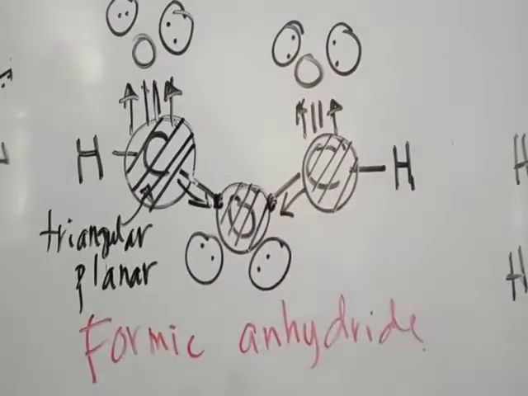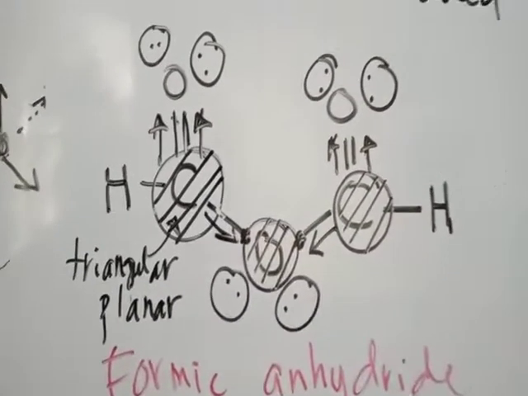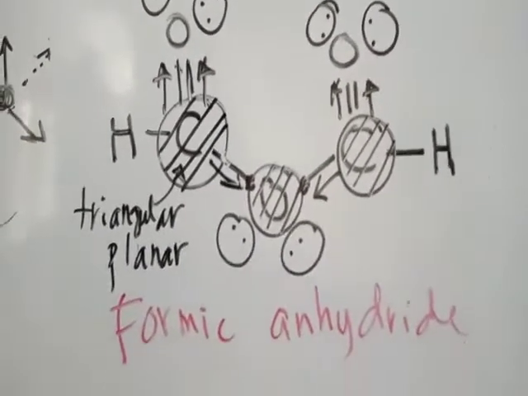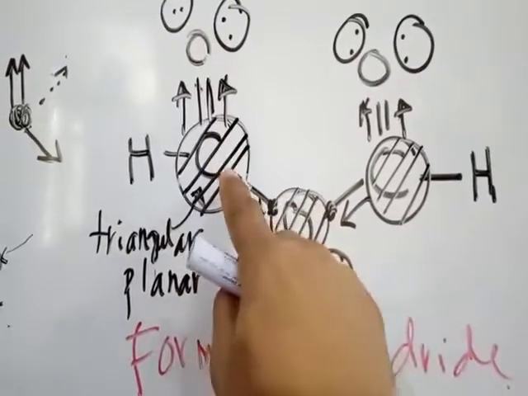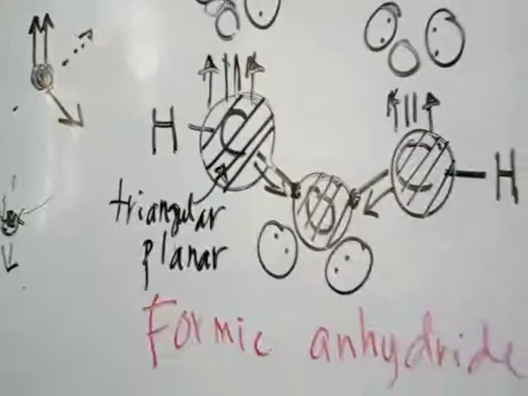Next, we will now label the portions that are partial positive and portions that are partial negative. Look at this. Electrons are going this way, so this is partial.